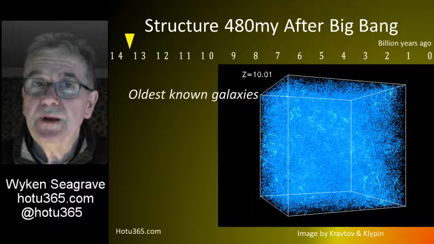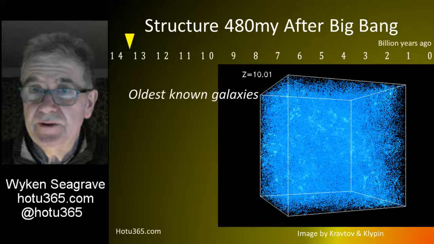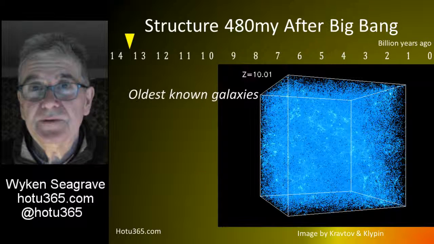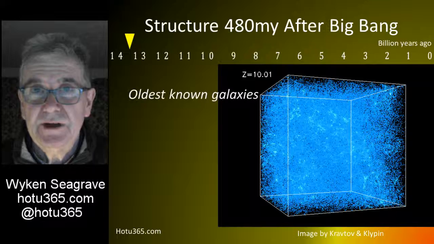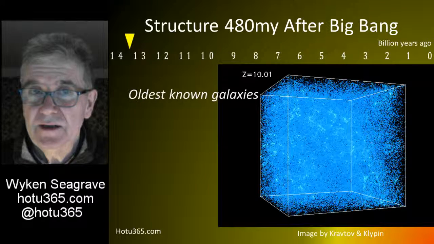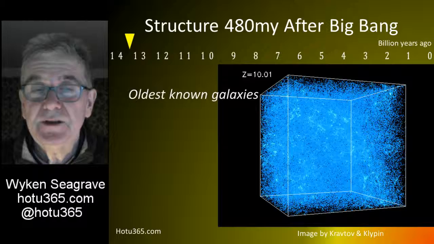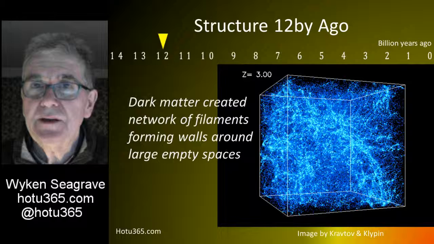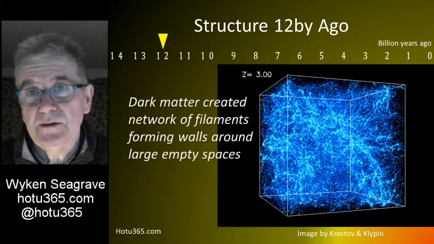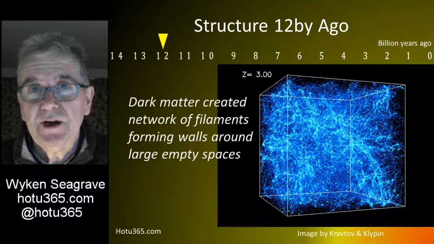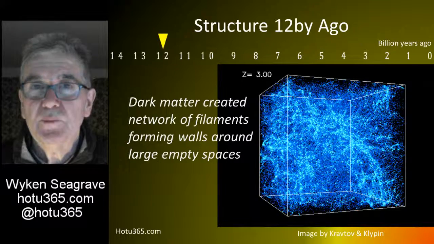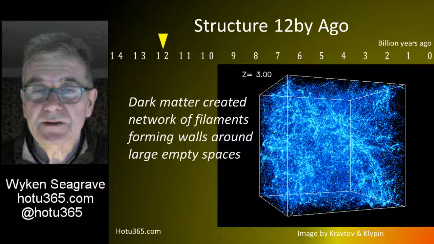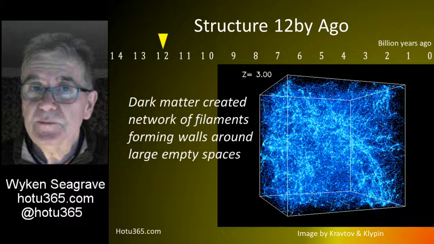After about 500 million years, the first stars had exploded in supernovae, and the first galaxies had formed, each consisting of many stars. So the matter in the universe was more clustered. By about 12 billion years ago, when the universe was about 2 billion years old, the gravity of dark matter had broken up the matter of the universe into a network of filaments. So we see that in this computer simulation.